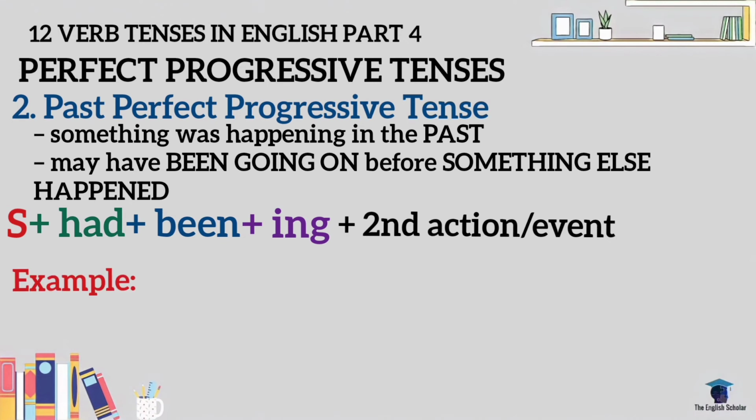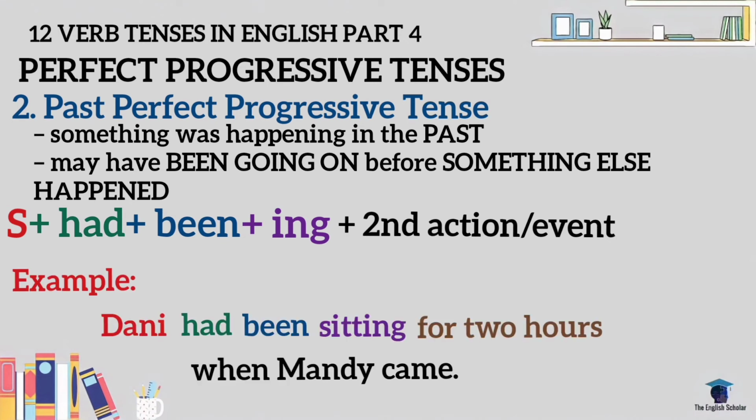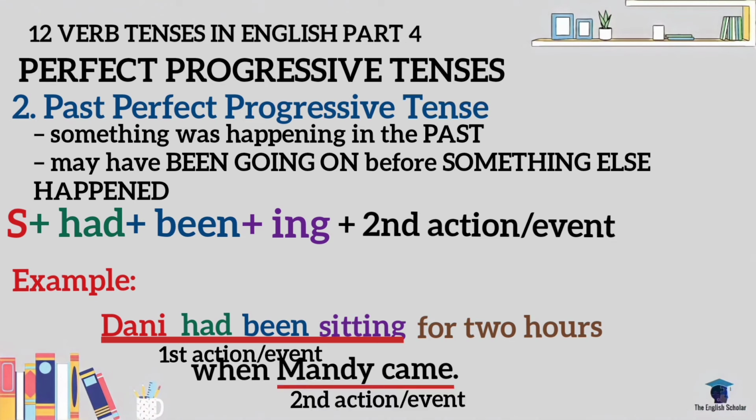For example, Danny had been sitting for 2 hours when Mandy came, meaning Danny had been sitting continuously for a duration of 2 hours before Mandy came. He had been sitting here is our first action or event, and Mandy came is our second action or event. So the first action is our past perfect progressive because of this, had been sitting. So Danny's sitting had been happening for 2 hours before Mandy came.